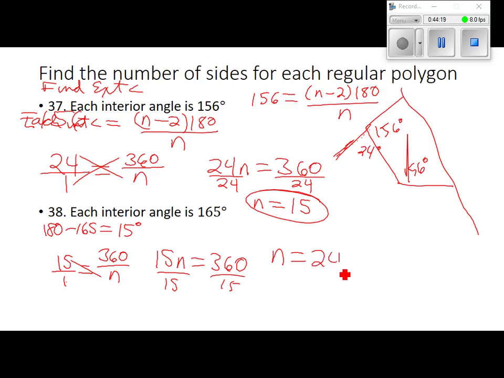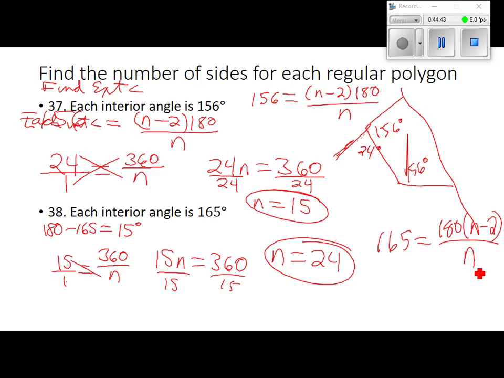24. So how many sides does this shape have? 24 sides. Again, could I have done this formula? 165 equals 180 times n minus 2 divided by n, and solve that. What's the first thing you'd have to do if you were solving it this way? Multiply both sides by n to get rid of that fraction.